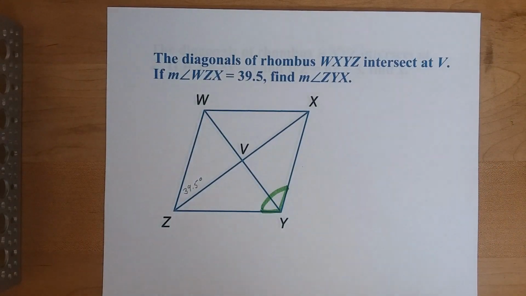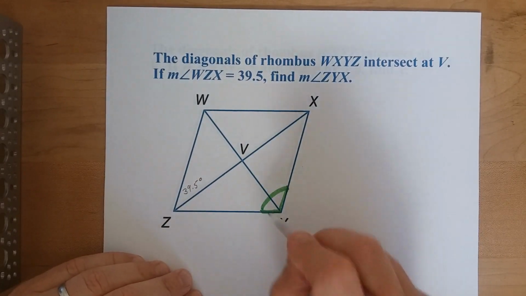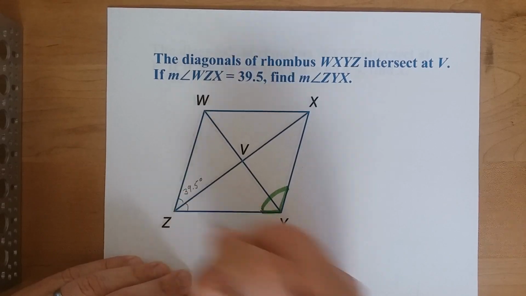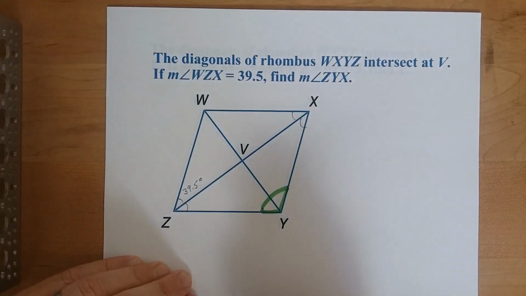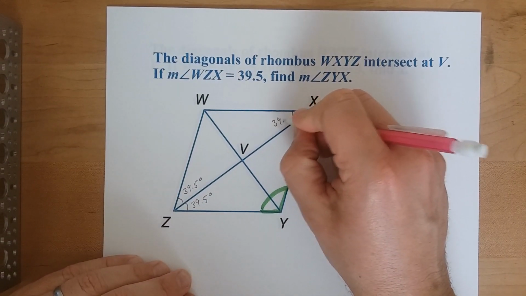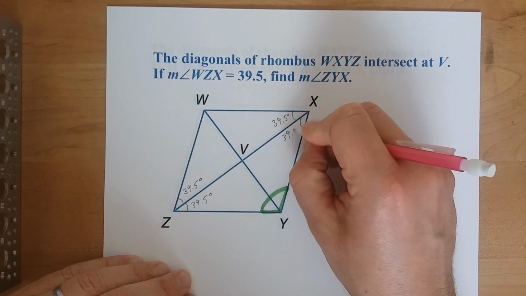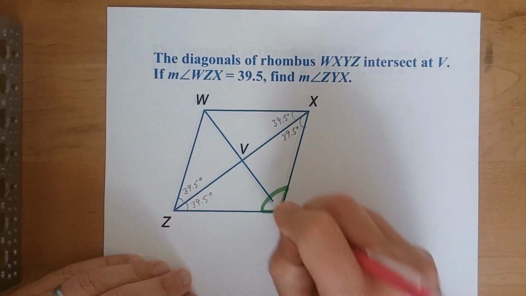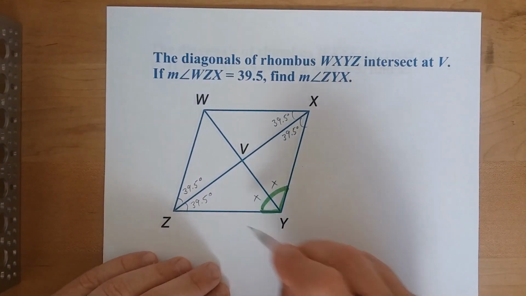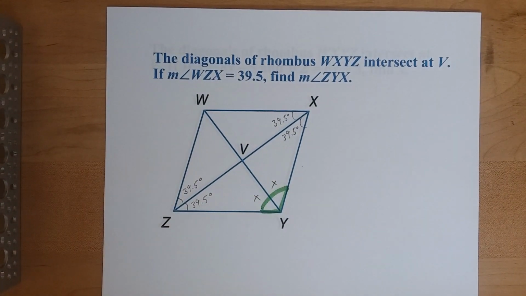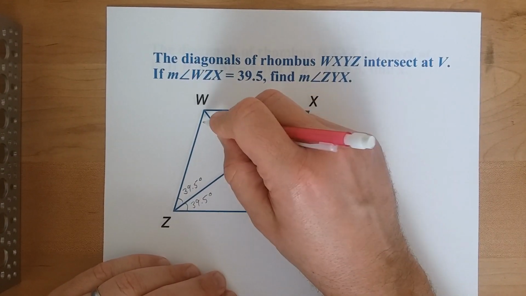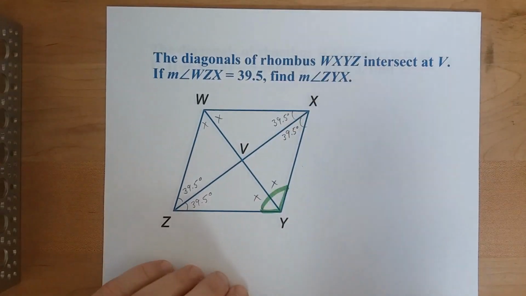what do we know about rhombuses that's going to help us work our way around to get to these angles here? If it's a rhombus, then these angles are congruent to one another. So these are all 39.5 degrees. And we know that these angles are congruent to one another. Let's call those x. If we can find 2x, then we've got this angle that we're after. If these angles are x, we also know that these angles here are x.